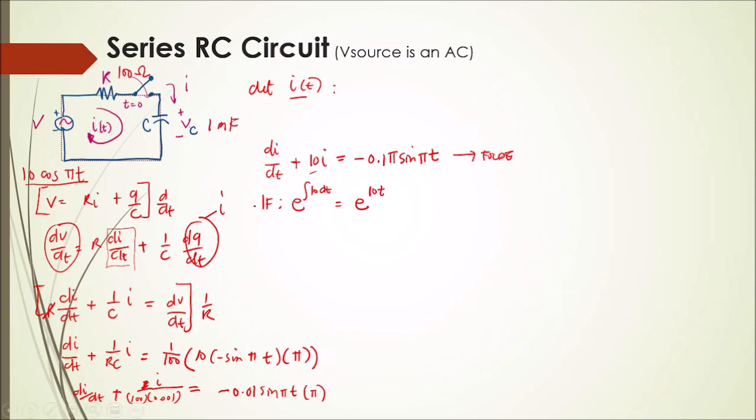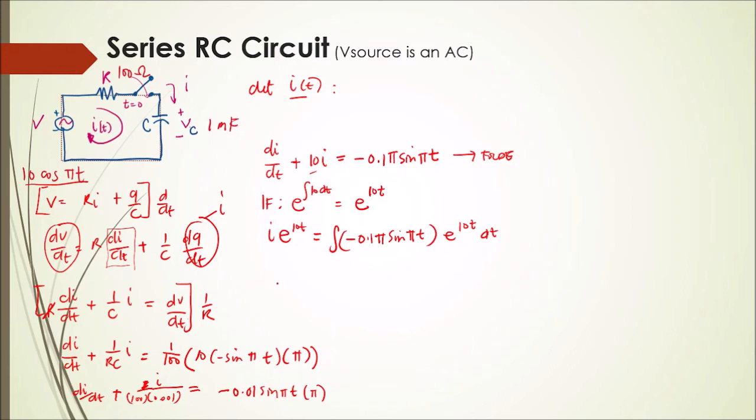Our y here, or dependent variable, is I. So, I times the integrating factor equals the integral of Q, which is negative 0.1 pi sine pi t, times the integrating factor e to the 10t dt. Ayan, diba?